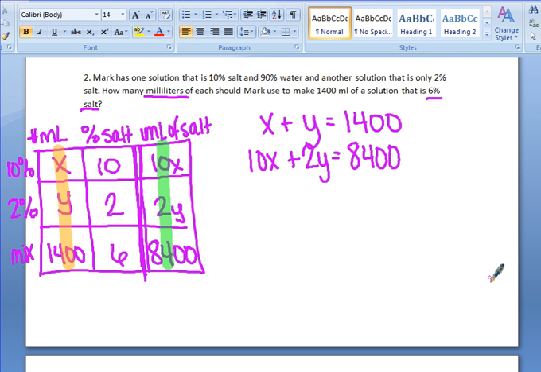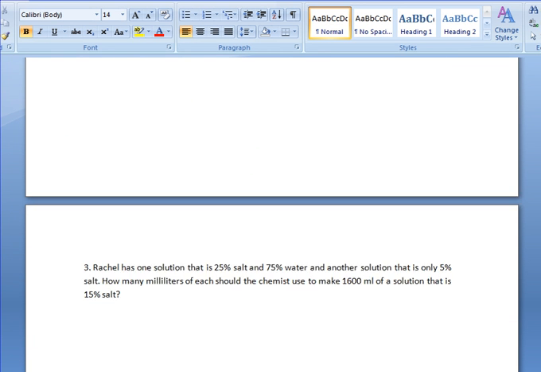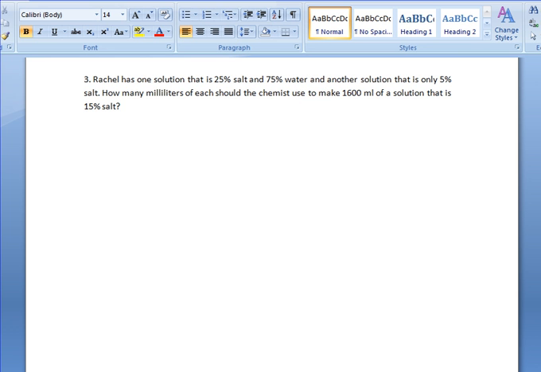All right, so what I'd like you to do is go ahead and solve this equation, find your solutions, and then on the next example on your example sheet, on the back page, example number 3, I want you to go ahead and solve that one, set it up, draw your chart, label it, fill in the information, set up your equations, and solve, and we will check in class.